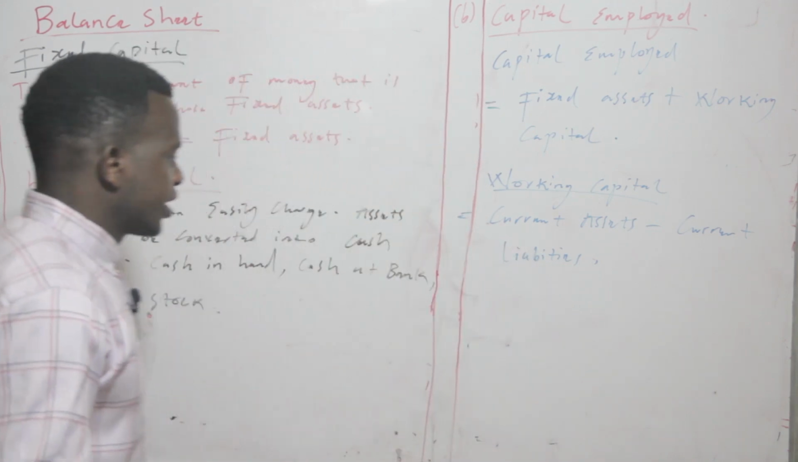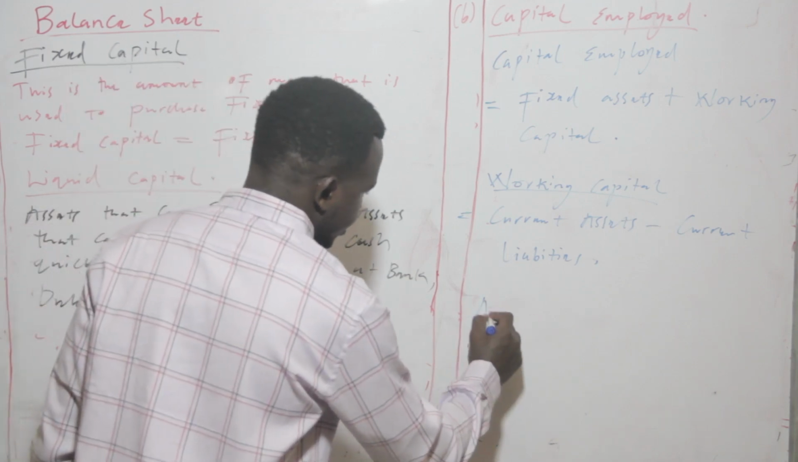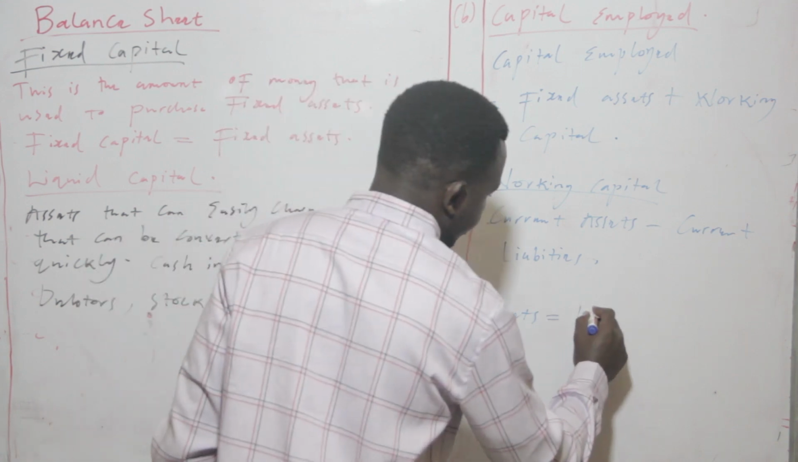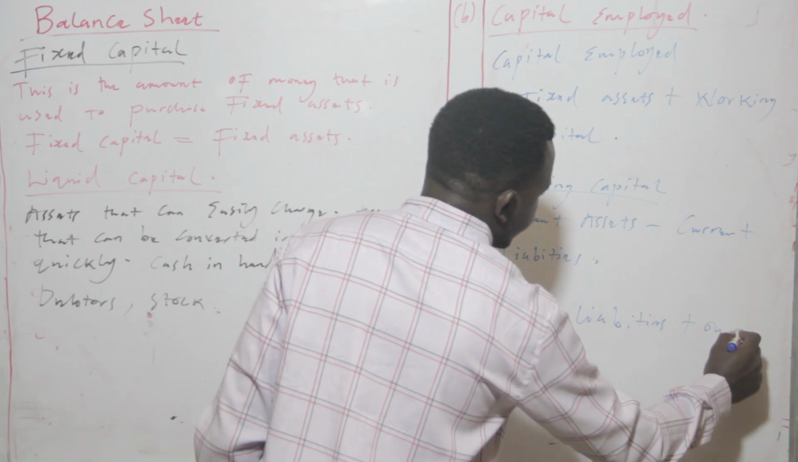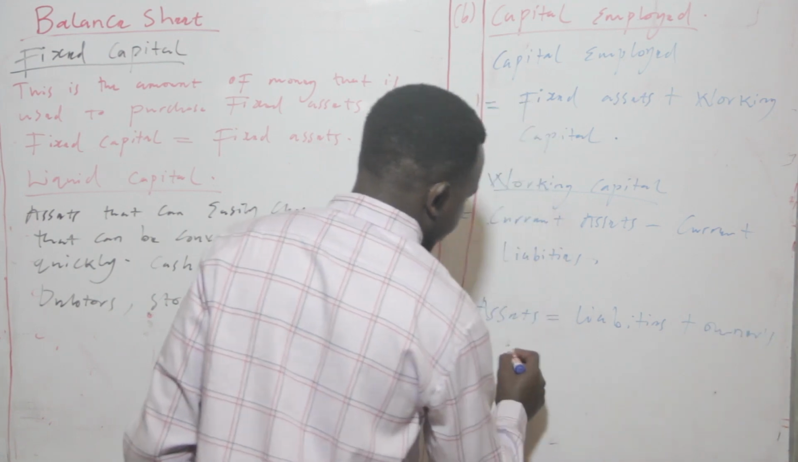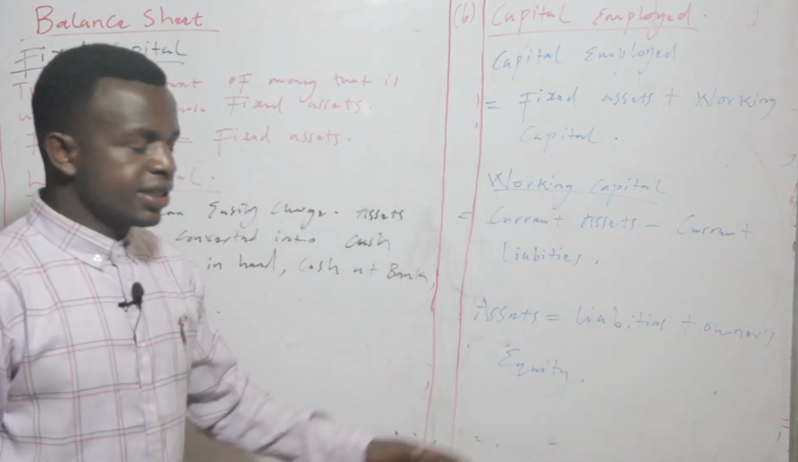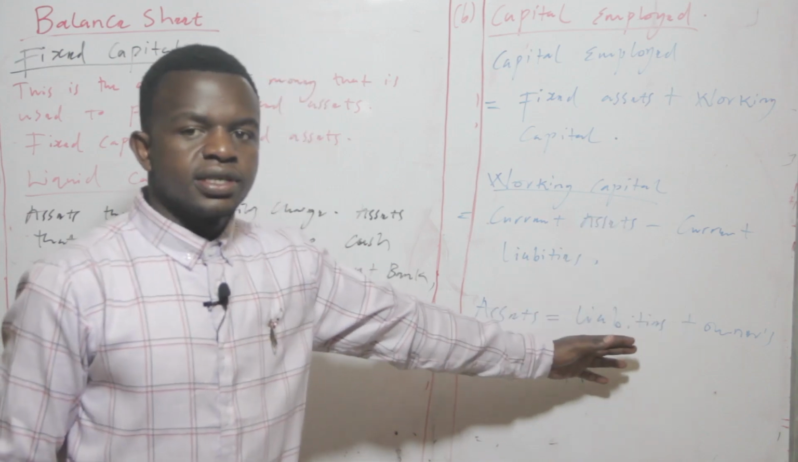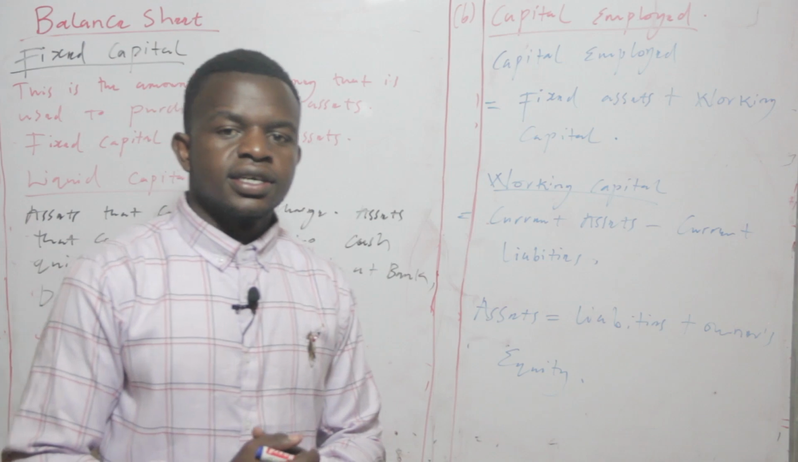And from our discussion, we said that for the accounting equation, assets is equal to liabilities plus owner's equity. And we have discussed about the assets, the liabilities, and owner's equity. So where you have questions, please ask in the group.